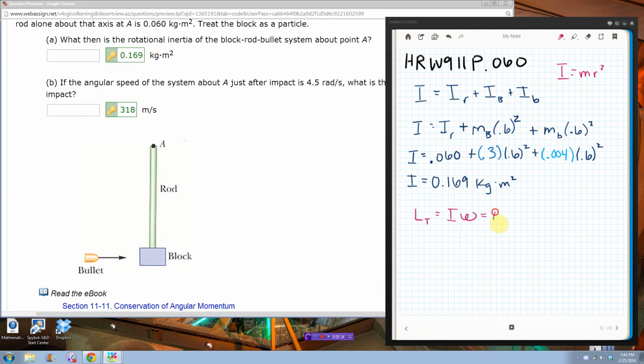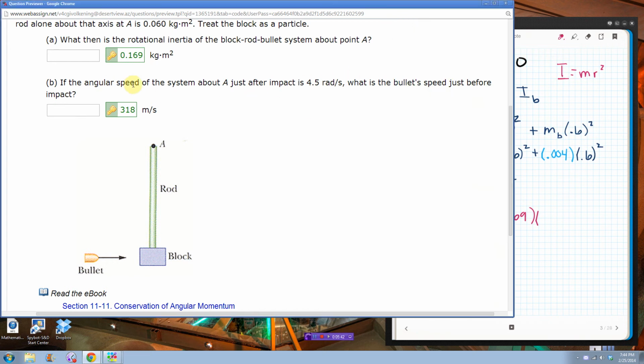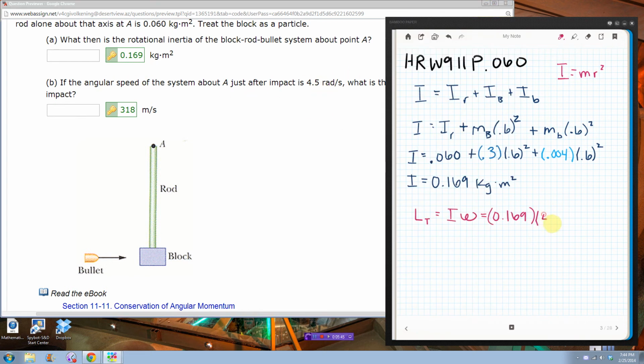So I've got that, and then they tell you that that whole thing has an angular speed of 4.5 radians per second, which means that the total angular momentum of this system is, let's see if this is still in my calculator. It is. I'll just go ahead and type it without pausing. Here we go. 0.76248. I'm not going to round it right now because we're not done yet. So that's my total momentum.